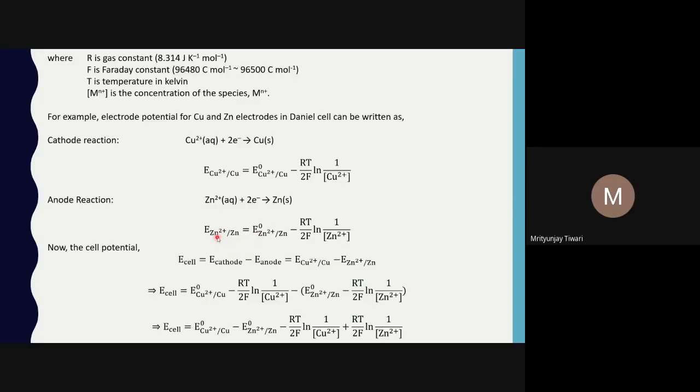Or E anode is what? E Zn2+|Zn, this value we can put here. We have put these values. Now taking this term out of the parenthesis, we get this term with the minus, and I have put this minus E° Zn2+|Zn with this E° Cu2+|Cu, and this we can write together.